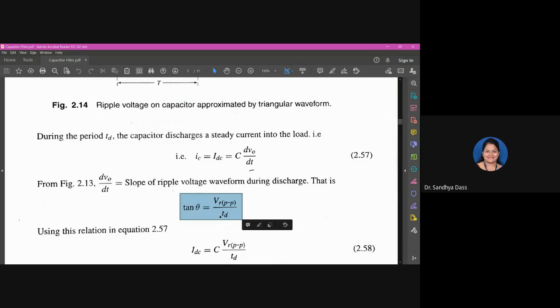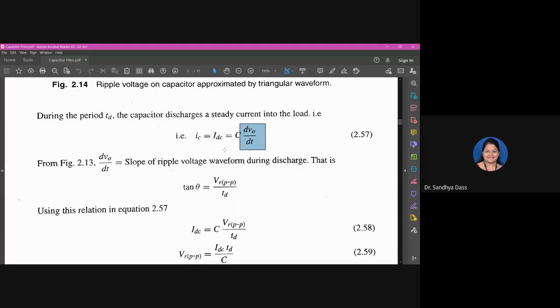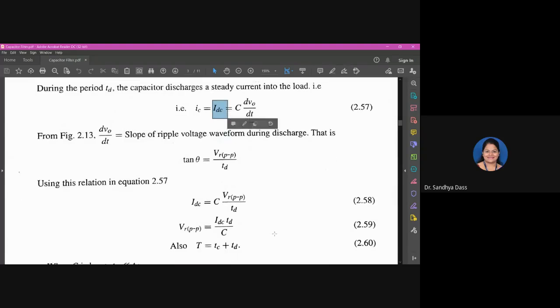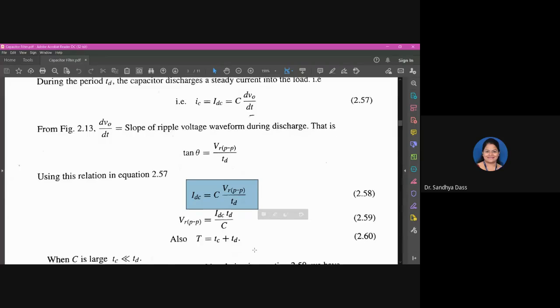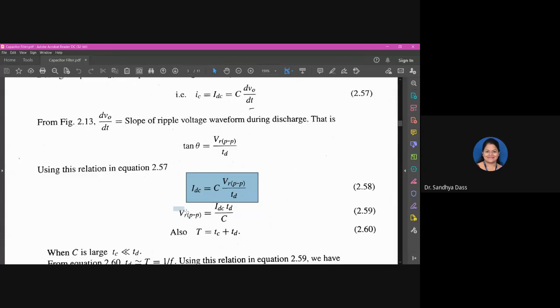All right. Substitute this dV0 by dt in the above equation for the capacitor current or the output current. Substituting, IDC will be equal to C into VRPP by TD. So taking VRPP on the left hand side, just rearranging, cross multiplying and dividing by C here, IDC into TD by C will be your VRPP.